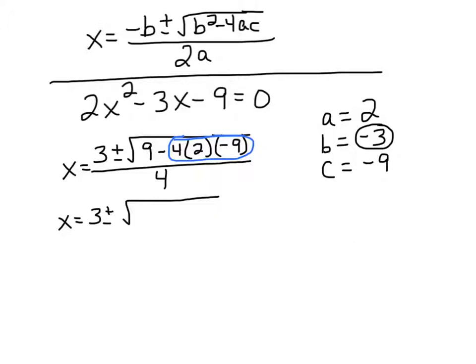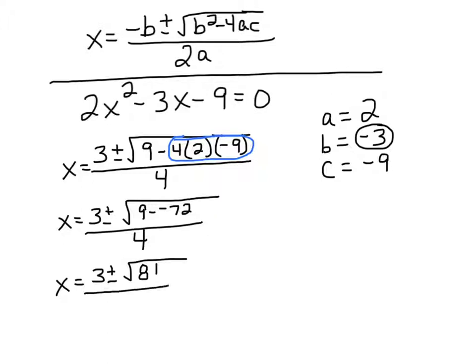4 times 2 is 8. 8 times a negative 9 is a negative 72. So I have 9 subtract negative 72 all over 4. Then as I go through, x is equal to 3 plus or minus the square root of 9 subtract negative 72, which gives me 81, all over 4, and then I have 3 plus or minus 9 over 4, and then I'm just going to figure out what this is.